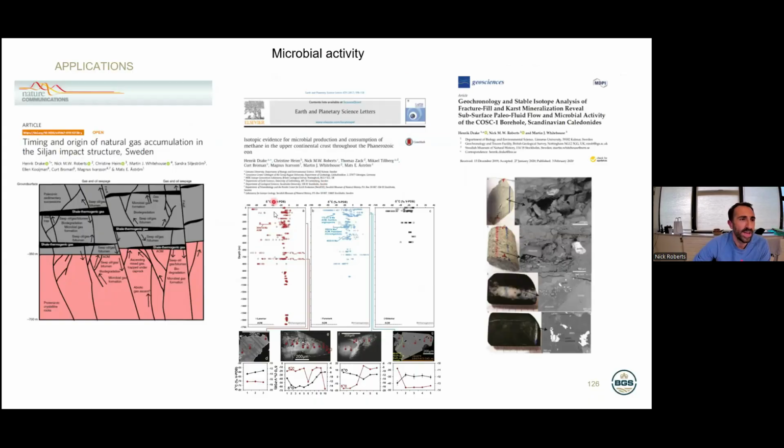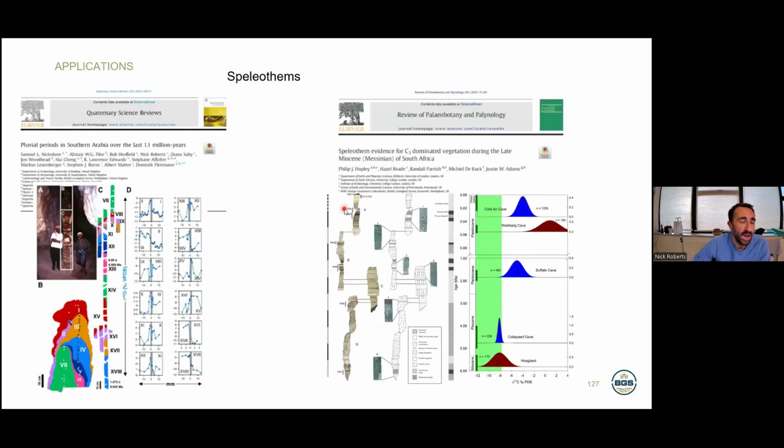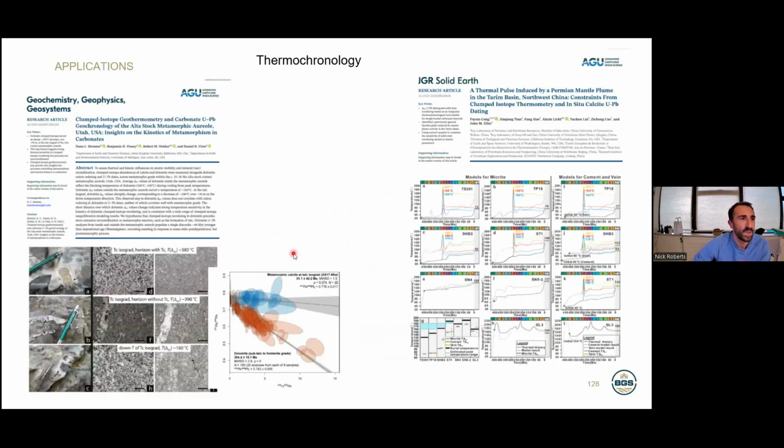There's a whole range of other applications, some more esoteric, such as the timing of microbial activity. We recently had a paper published where we dated microbial activity forming just after impact cratering. Speleothems have been a very popular target for the uranium-thorium community, and are now becoming more popular with the lead community. You can get pretty precise ages even within the Quaternary. Then thermochronology: with clumped isotopes, in combination with dating, can we use carbonates as a thermochronometer?